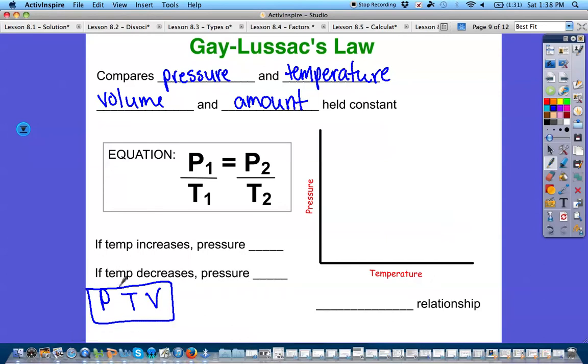So again, if you take a look at your PTV card, we are holding volume constant, so put your finger over that. If you increase the temperature, your pressure is also going to increase. Or we can also decrease, which is going to decrease both of them. So again, this is going to be a direct relationship because the variables are moving in the exact same way. So your graph is going to be a diagonal line going out from the origin.